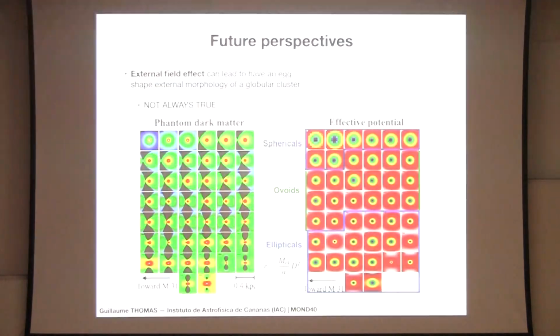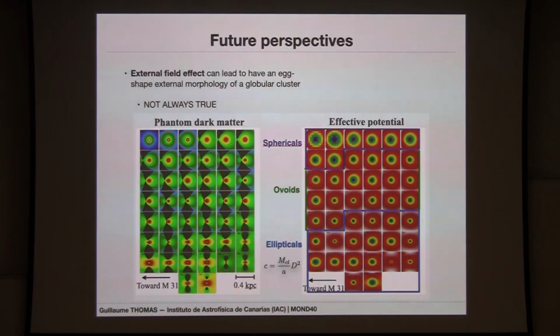So, future perspectives for the fields. The external field effect can generate an egg-shaped potential of the globular clusters. It's not always true. It depends on the mass of the globular cluster, on its location in the galaxy, and on its size, so basically its density. And here we have just an example of the amount of phantom dark matter that you have for all the globular clusters of the M31 galaxy. And here we have the equivalent effective potentials.